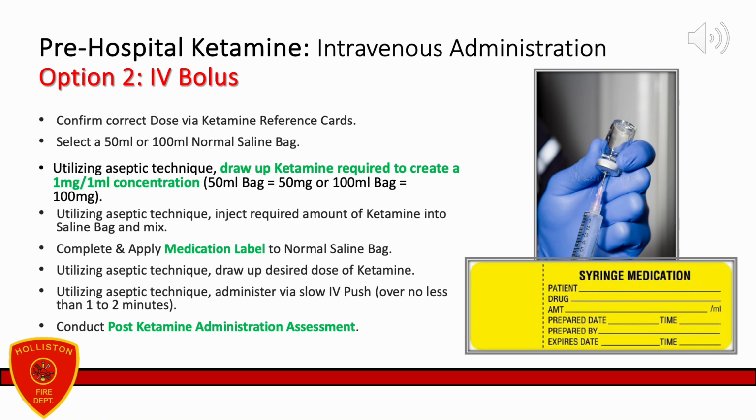And then we're going to draw that back up into our syringe at the 1-to-1 concentration for the dose we want to give the patient, and then we can push that slowly into the IV. If we're going to draw it up and not quite give it yet, we need to label both the IV bag and the syringe. Both need to have a label on them showing ketamine 1 milligram per 1 ml. Remember, after the administration, we're going to do our post-ketamine assessment and document that appropriately.